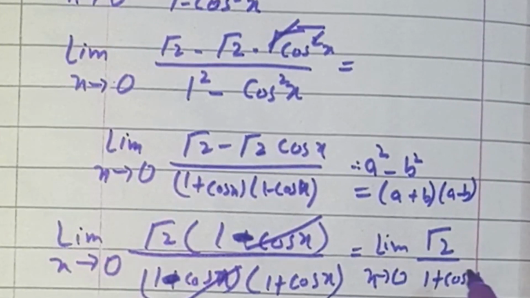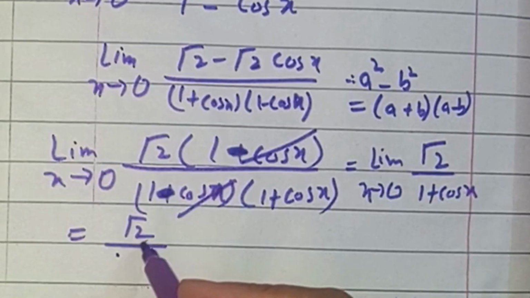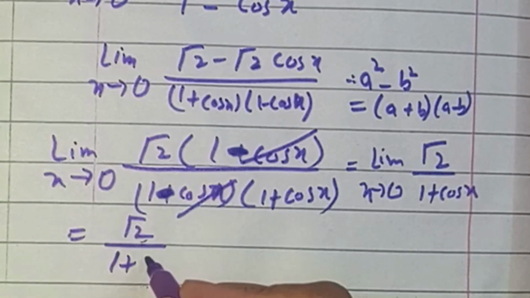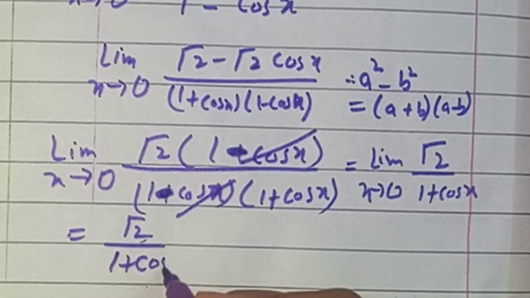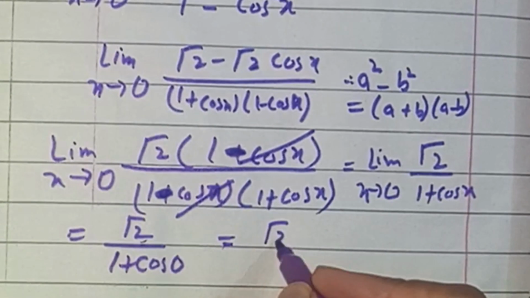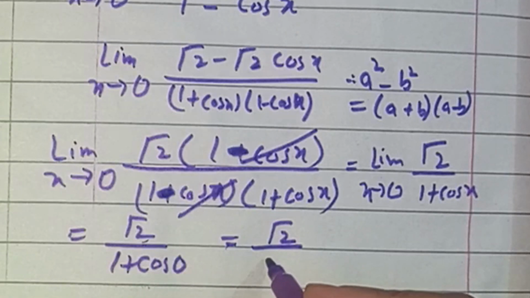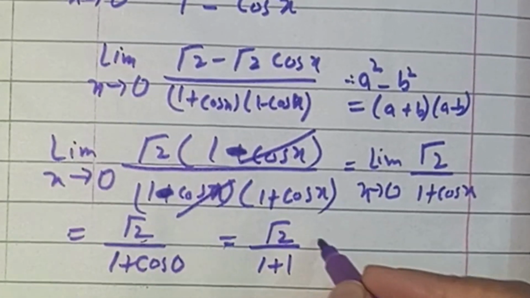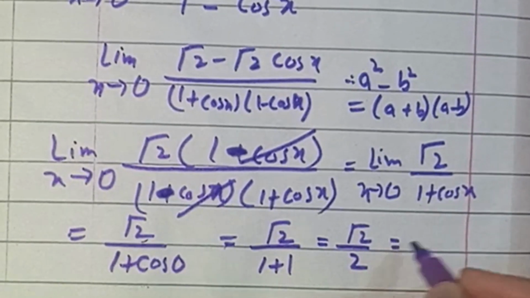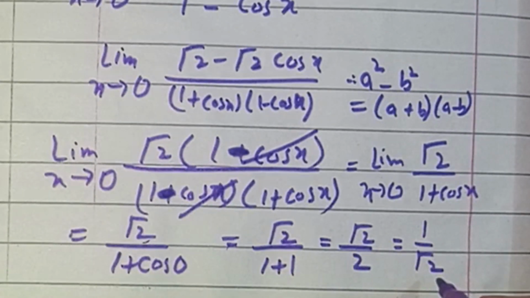Now we apply the limit on this function. So we copy the numerator, and the denominator is 1 plus cos x, and x approaches 0, so we write cos 0. We have square root 2 over 1 plus cos 0, and cos 0 is equal to 1, so we have 1 plus 1, and 1 plus 1 is 2, so we get square root 2 over 2, and this is equal to 1 over square root 2. This is the limit of our function, and we are done. Thank you.